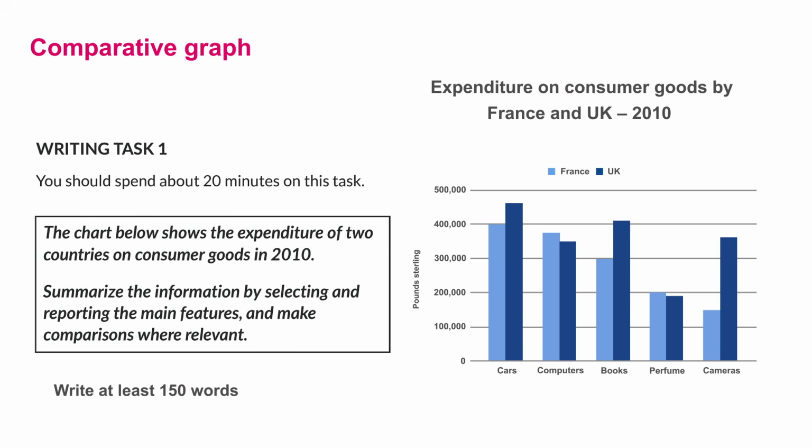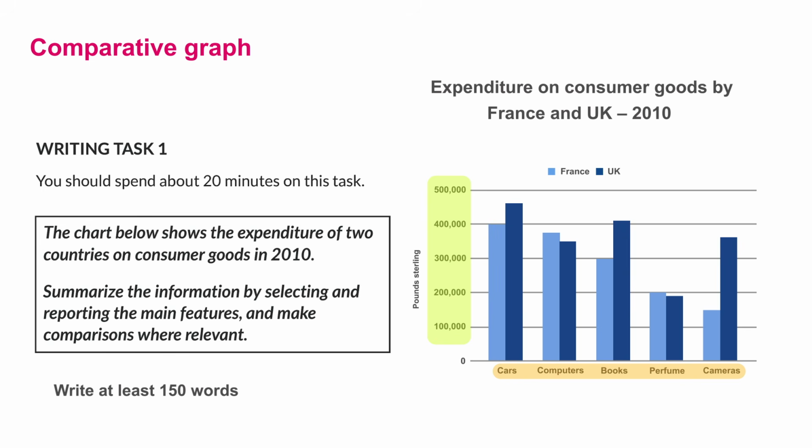And there is no date. So the horizontal line is France, two countries, France and UK, the UK. And the vertical line is about pounds, all right? So there is no date here. This is comparative graph. We should compare data for both countries and at the same time different categories. So this is the expenditure in consumer goods by France and UK.